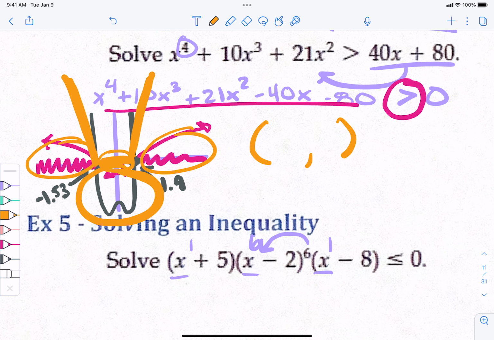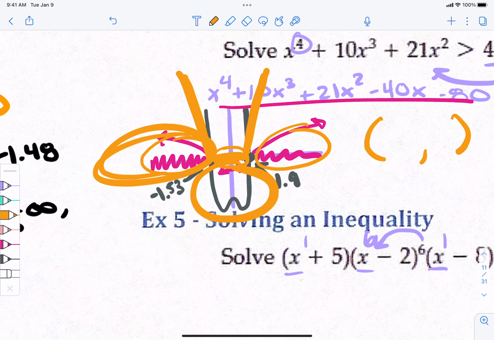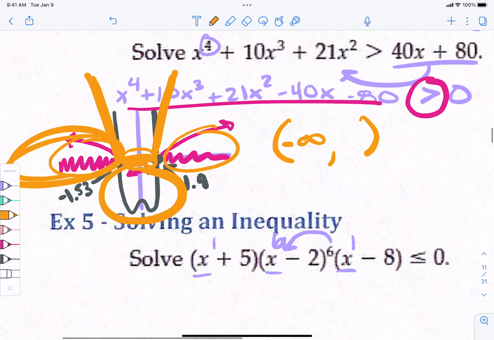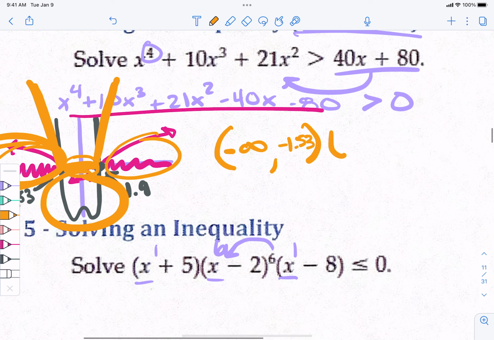How do I represent this chunk right here? Negative infinity to negative 1.53. Negative infinity is all the way to the left, right? Should this be a bracket or a parenthesis? Bracket. It's a bracket because it's at 0. But look at the original function. It's not an equal to, so it's going to be a parenthesis. Yeah? Okay? And then since we have 2 separate regions, we do union.